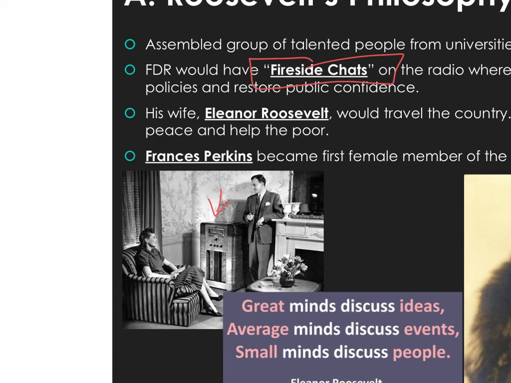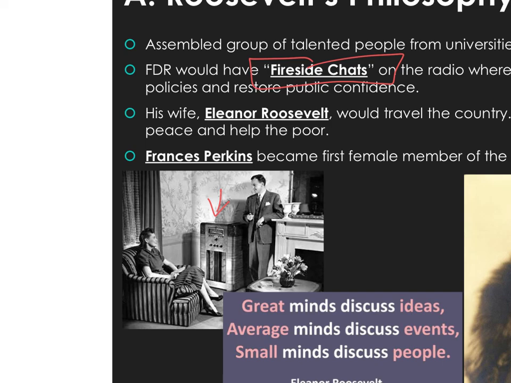And you can think it did restore public confidence because you went from having these politicians all in D.C. making rules and laws that you had no clue about, didn't understand, didn't make sense. But FDR had this weekly address where he'd come to you and say, this is what's going on, this is why we need to do this.